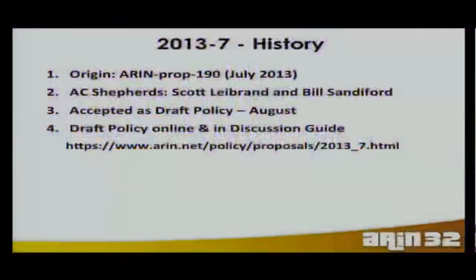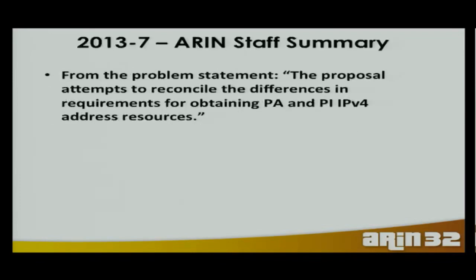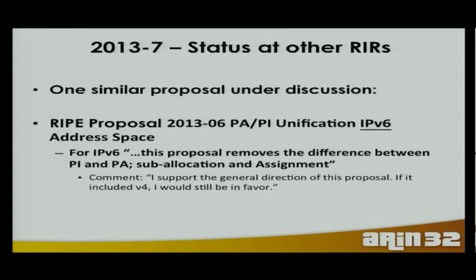It originated in July of this year as ARIN Policy Proposal 190. The Shepherds are Scott Librand and Bill Sandiford. It was accepted as a draft policy in August, and it's contained in your proposal and discussion guide. Staff summary: the proposal attempts to reconcile differences in requirements for obtaining PA and PI IPv4 resources, provider assigned and provider independent IPv4 address resources. One similar proposal under discussion in the RIPE region is the PI unification IPv6 address space, similar but IPv6. This proposal removes the difference between PI and PA, suballocation and assignment.